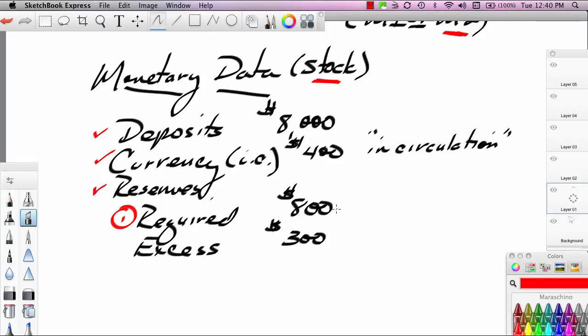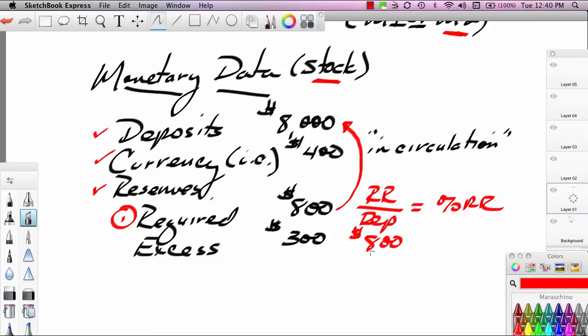Notice in this case that banks are holding what? Banks are holding $800 against $8,000. And if we just do a quick calculation here, if you take the required reserves of 800, divide it by the level of deposits, you can get what we call the percentage reserve requirement. So it's evident here that banks are legally obligated to hold $800 against $8,000 in deposits. So it must be that the reserve ratio in this case is 10%.